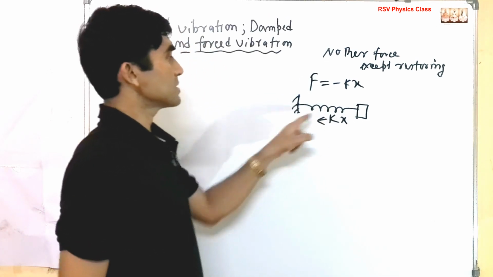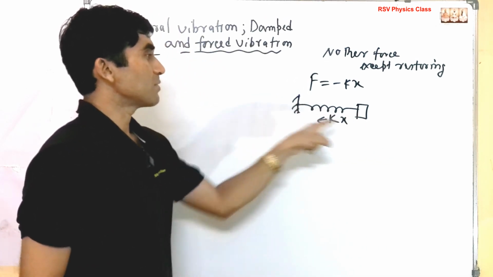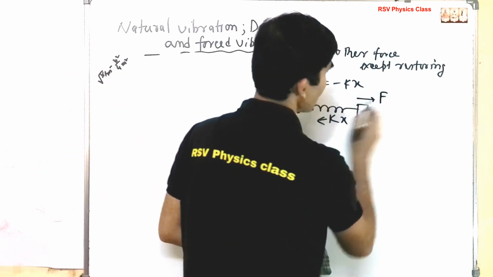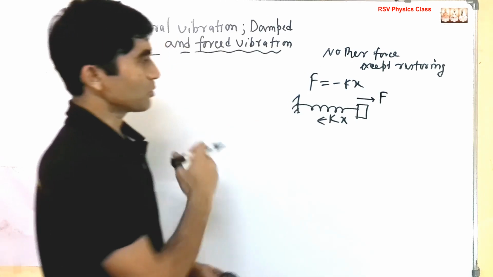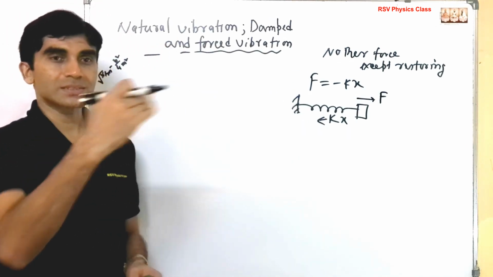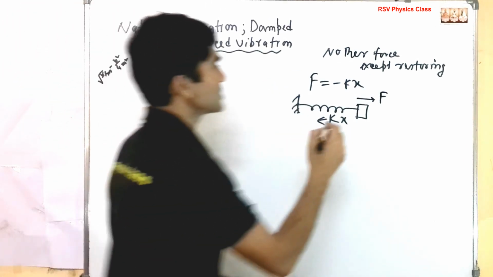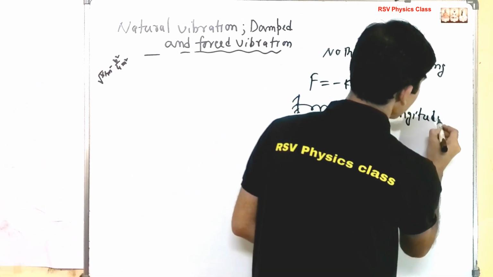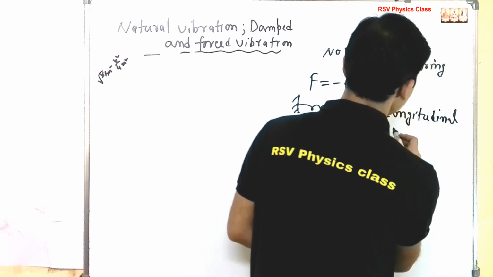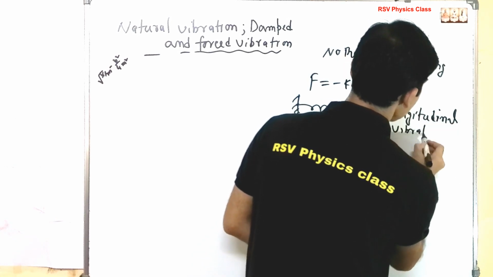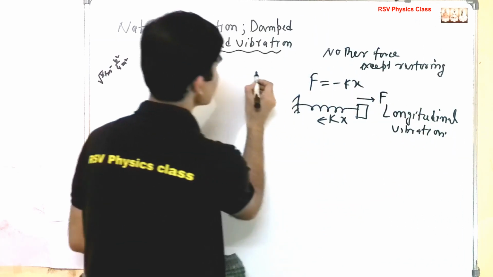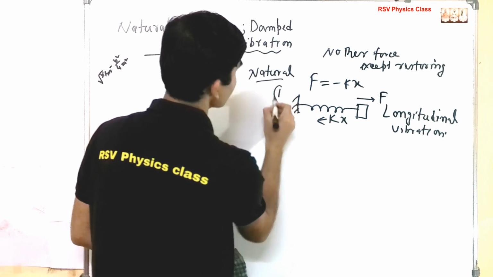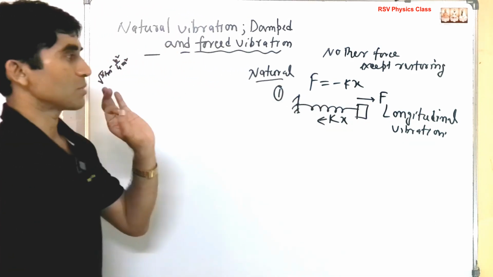So in that case you just pull it. This is your applied force, and this is the restoring force, and the oscillation is just in this direction. So this is longitudinal vibration. This is natural vibration, and number one is the longitudinal vibration.